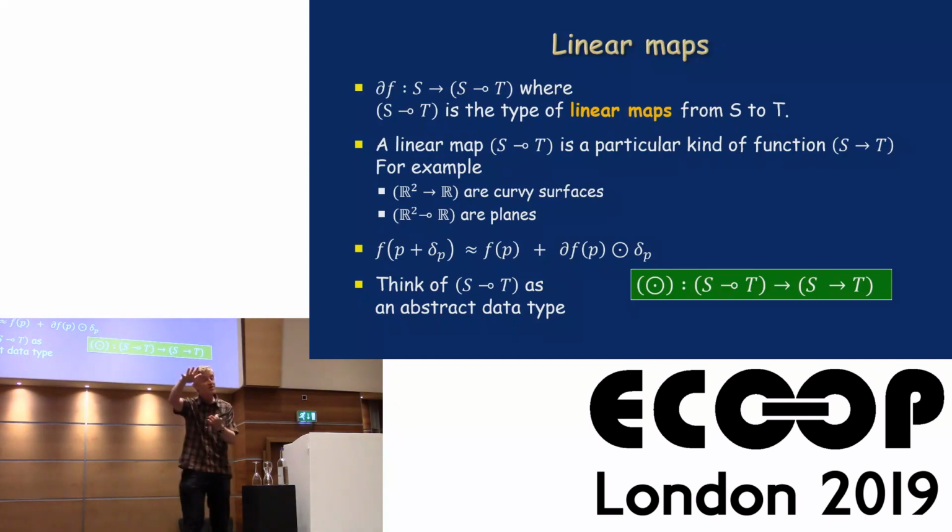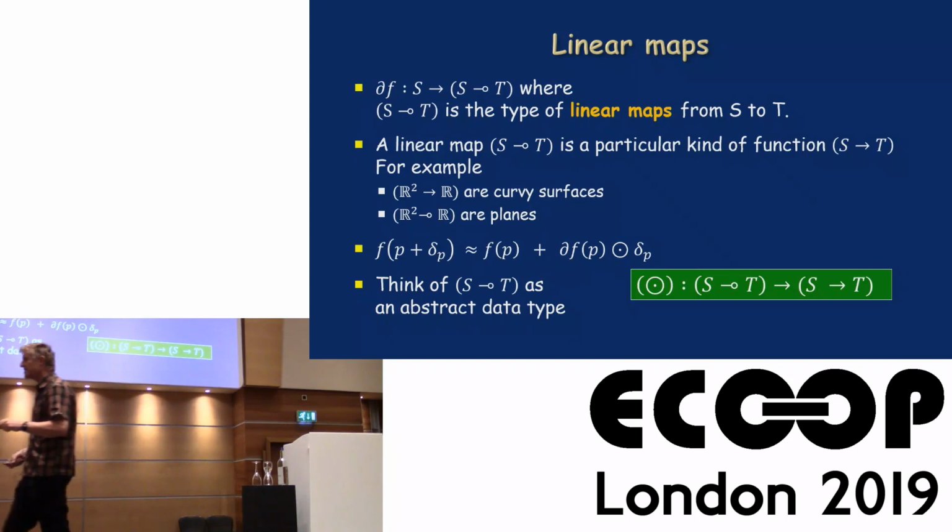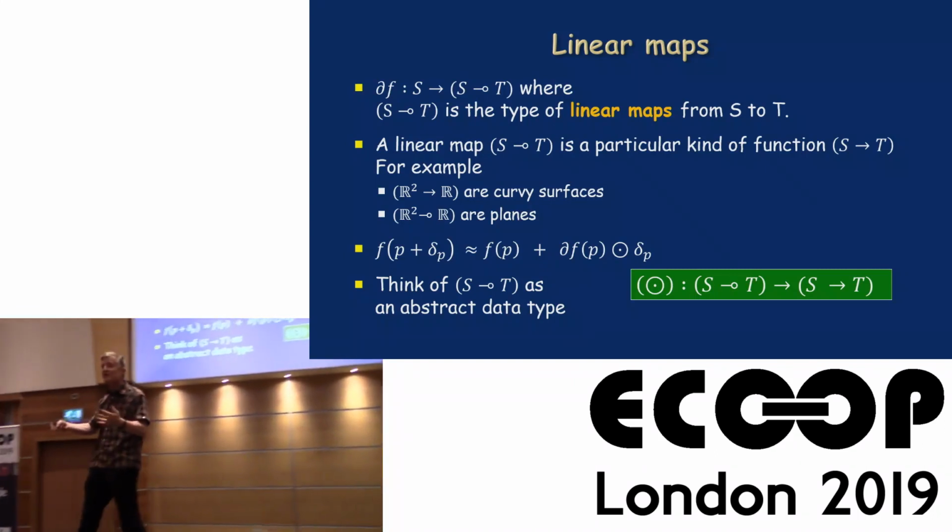So that's what I mean by, one of these linear maps would be like a tangent to the curvy surface. That would be a derivative of the curvy surface, a plane that is tangential, right? I want to characterize this a little bit more precisely in a second, but I just want you to get the intuition. Mostly, though, we're going to think of linear maps as an abstract data type.